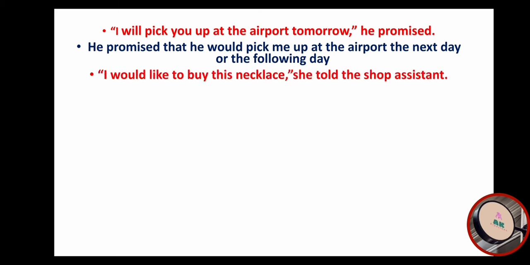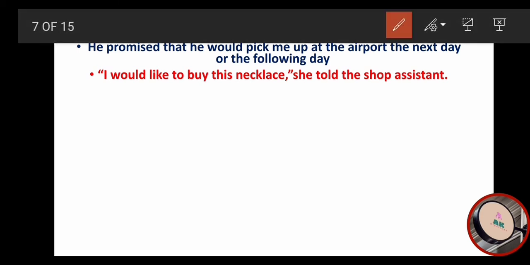I would like to buy this necklace, she told the shop assistant. Okay, what does she want to buy? A necklace. So I need your attention over here, children. Would is a modal. So what do you have to do here? If there is a would, it's already in the past form, so the second rule won't follow it, because it's already in a past form.